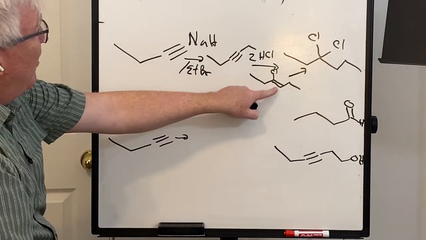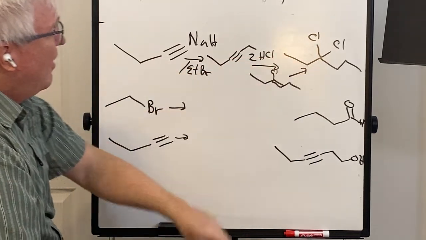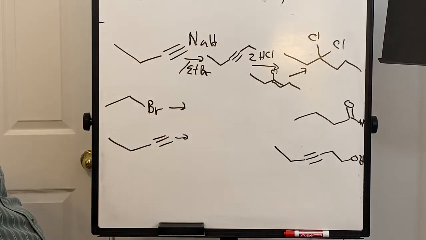So yeah, you don't need to show that intermediate here. You just need to show 2 equivalents of this reagent going right to that. And usually these problems, you don't need the mechanism, but thinking about the mechanism often helps, right? So that can be useful there.